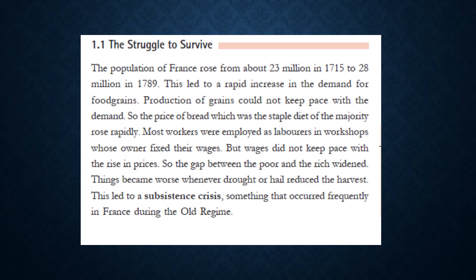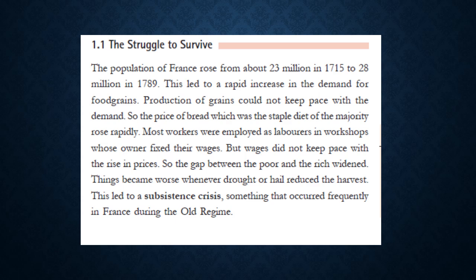In 1789, France faced a population explosion. The population rose from 23 million to 28 million from the year 1715 to 1789. And so there was a continuous hike in the demand for food grains. The demand was much higher than the grains produced. Even the price of bread rose rapidly. Bread was their staple diet, which means a routine day-to-day diet.